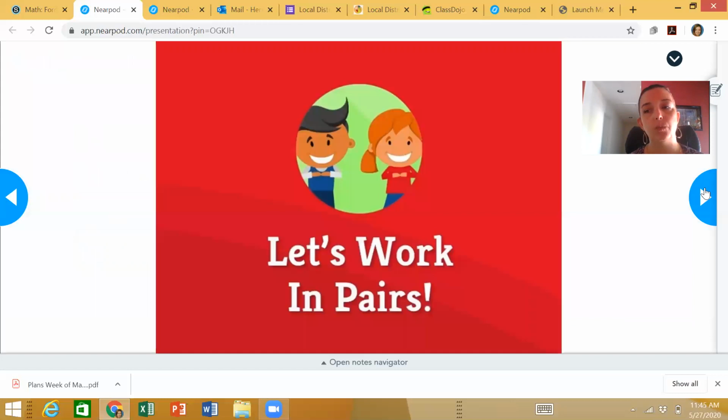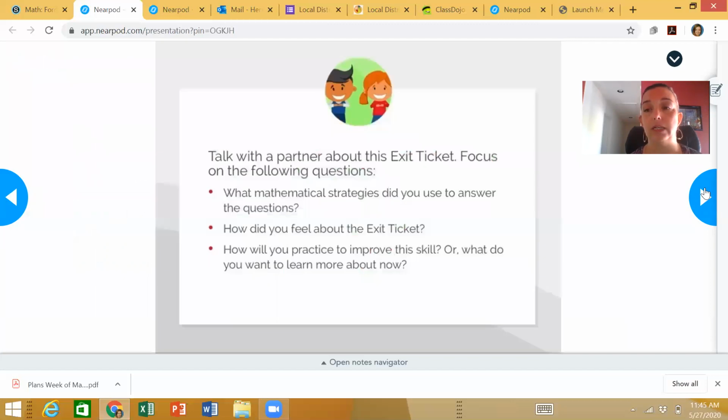And then for the let's work in pairs, obviously you're working on your own, so you can't work in pairs, but here's what I want you to think about, and you can tell somebody at your house. Talk with a partner about this exit ticket. Focus on the following questions. What mathematical strategies did you use to answer the questions? How did you feel about the exit ticket? And how will you practice to improve this skill, or what do you want to learn more about now?